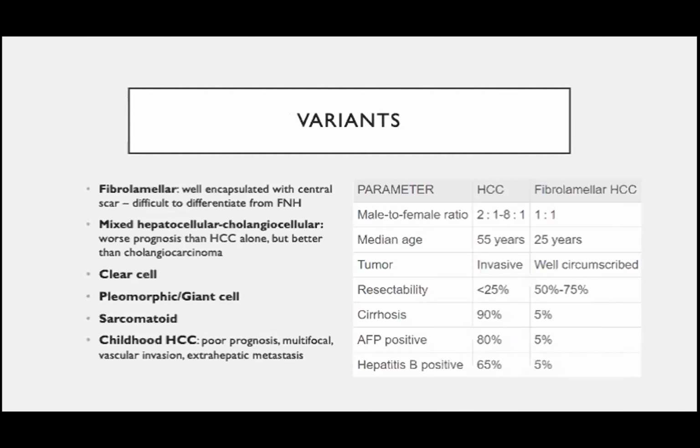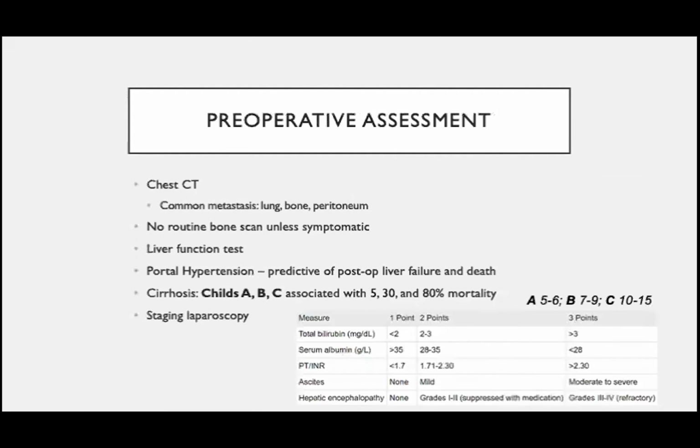So preoperative assessment for patients with HCC. You get a chest CT. Common locations for mets are lung, bone, peritoneum. You don't do a routine bone scan unless symptomatic. You get LFTs. Portal hypertension, if that is there, is predictive of post-op liver failure and death. Cirrhosis, in terms of Child-Pugh classes A, B, and C, is associated with 5, 30, and 80% mortality. And you do proceed with a staging laparoscopy.